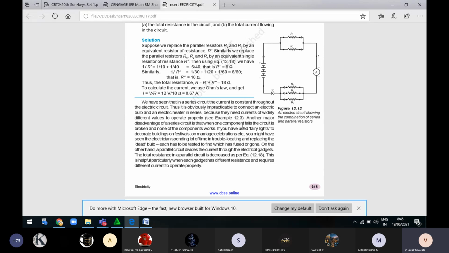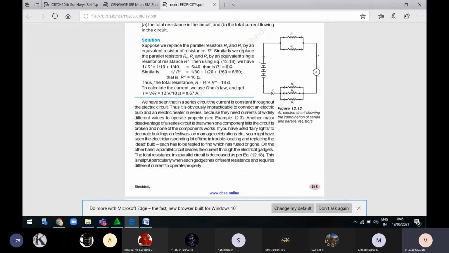Another major disadvantage of a series circuit is that when one component fails, the circuit is broken and none of the components work. So this point is also discussed here. If you have seen fairy lights used to decorate buildings on festivals and at marriage functions, you might have seen electricians spending a lot of time in locating and replacing the light bulb.